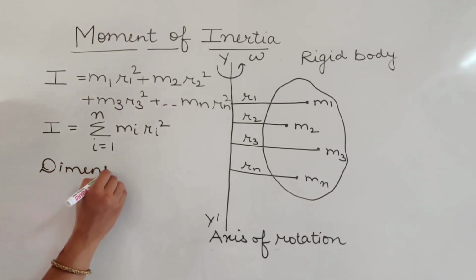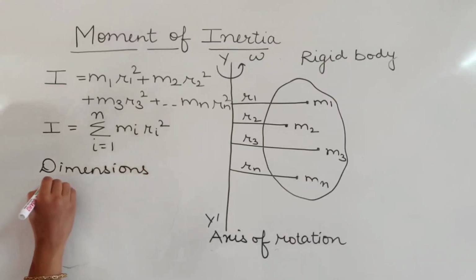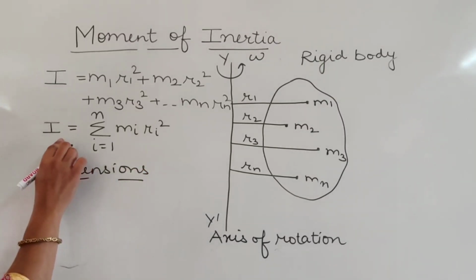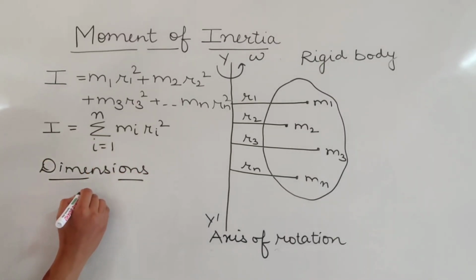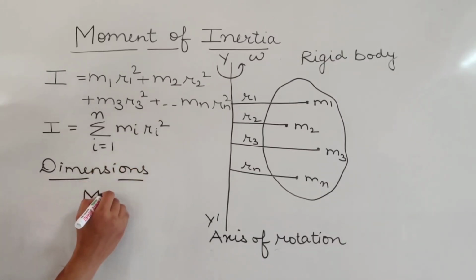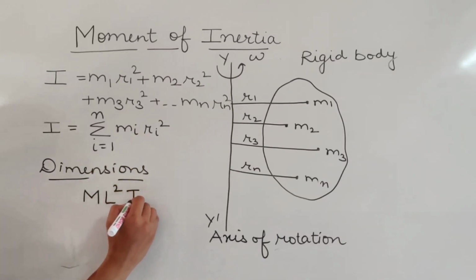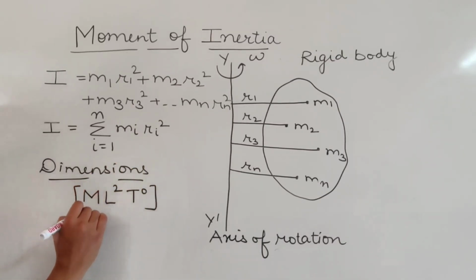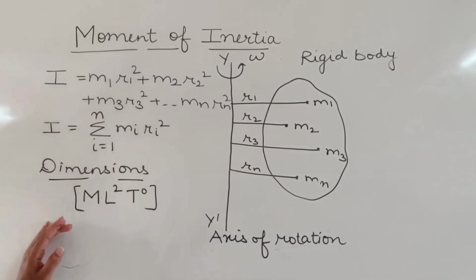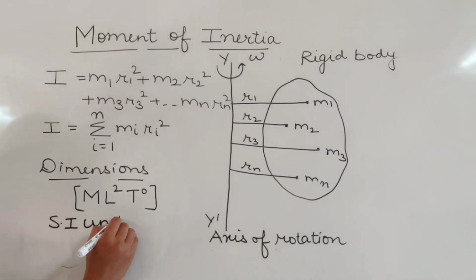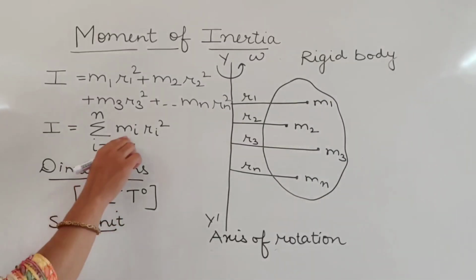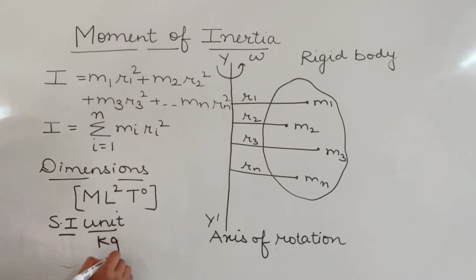And we all know what the dimensions of inertia are. You can write dimensions. Dimensions for inertia: mass M, distance L square, time is 0. These are the dimensions of moment of inertia. Then what is the SI unit? SI unit is kg meter square.